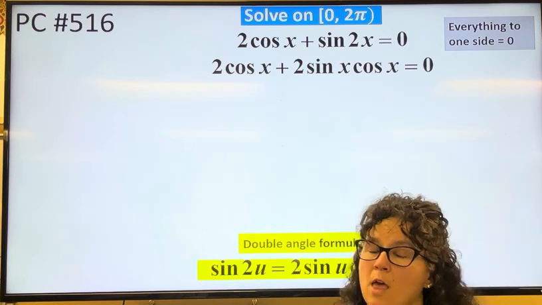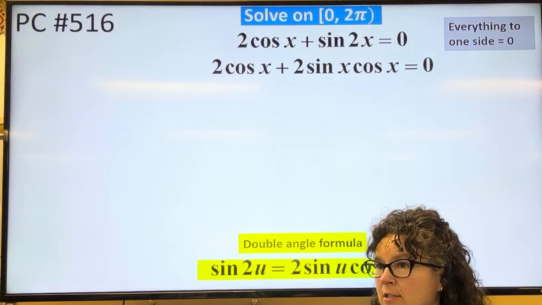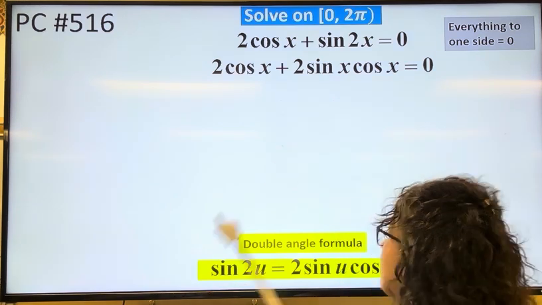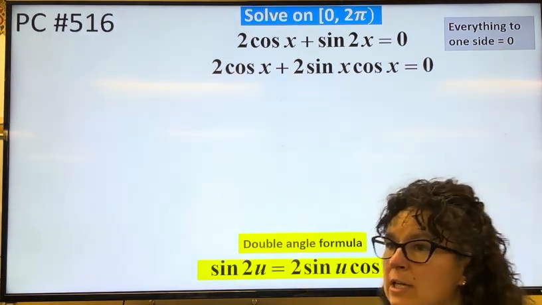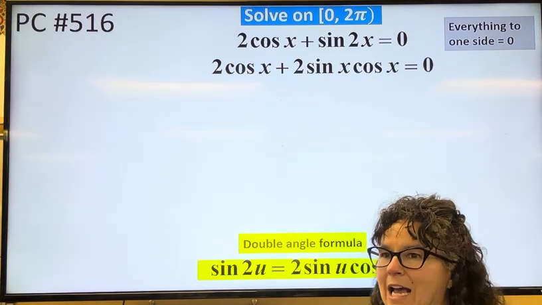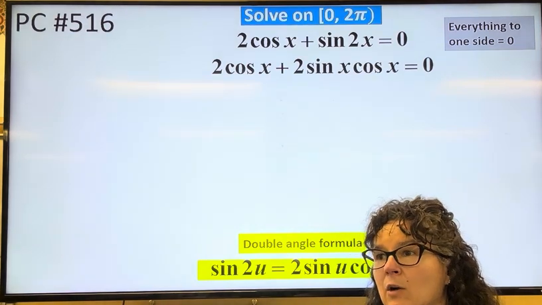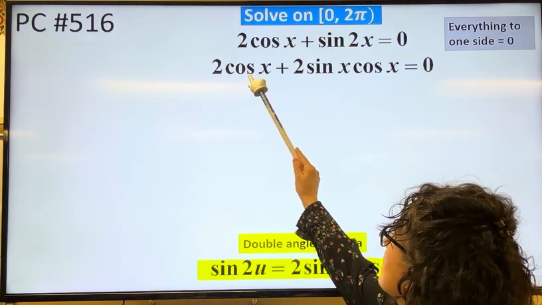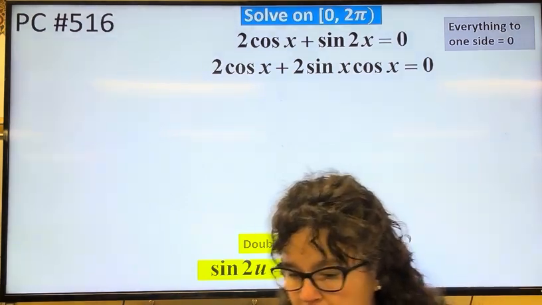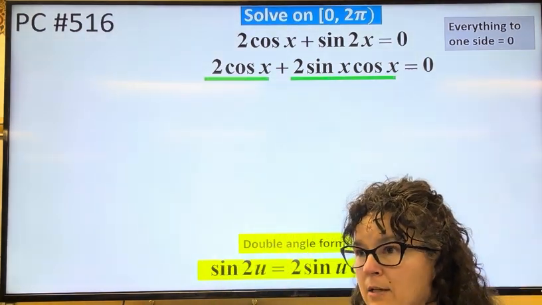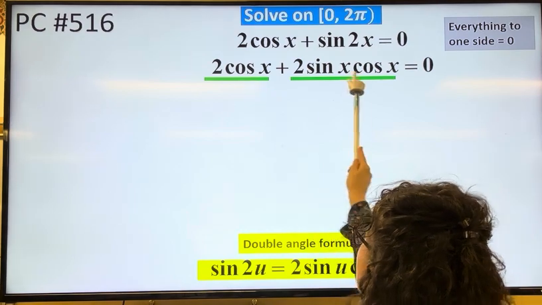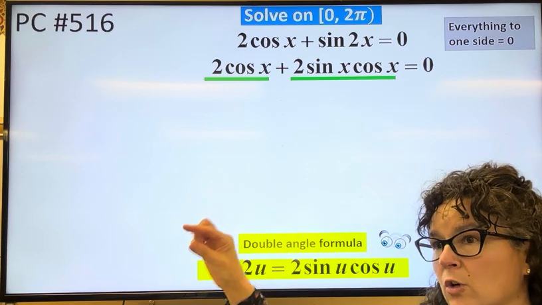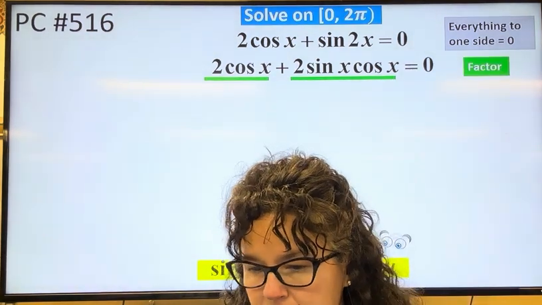Okay, now, our other strategy has failed us, like forcing them all to be sine or all cosine, but that's okay because when we have everything to one side equal to 0, another just algebraic strategy is everything on one side equal to 0 and then factor. And we do have something in common before and after the plus sign. Before and after, we have a cosine of x in both. So I'm going to be able to factor a cosine of x out front.